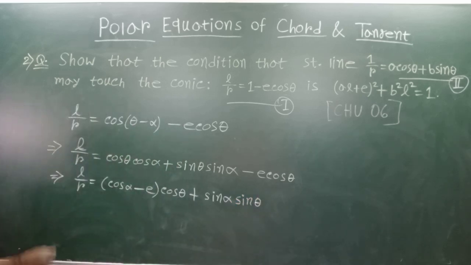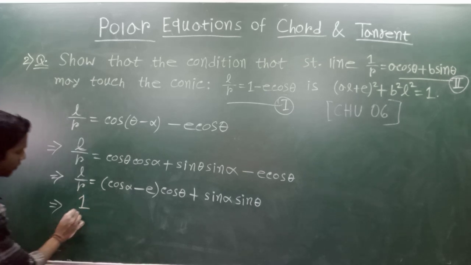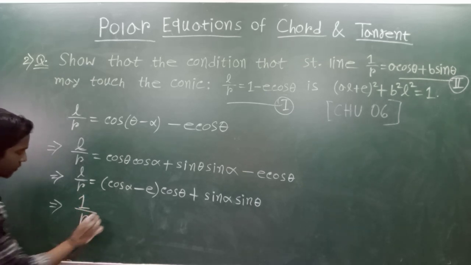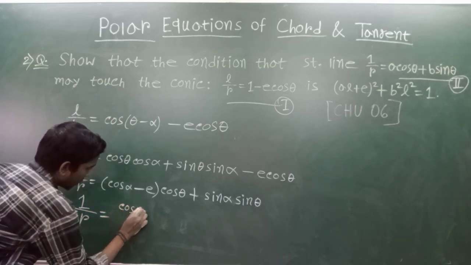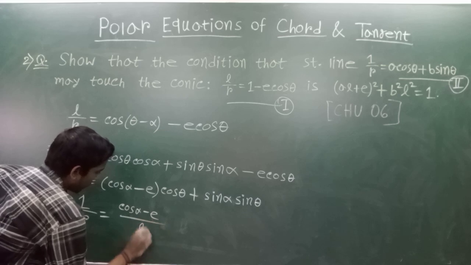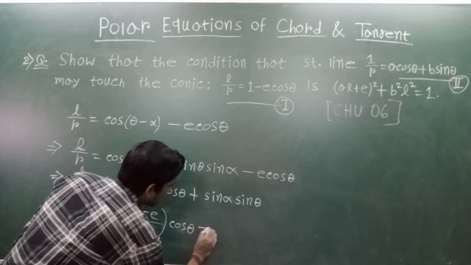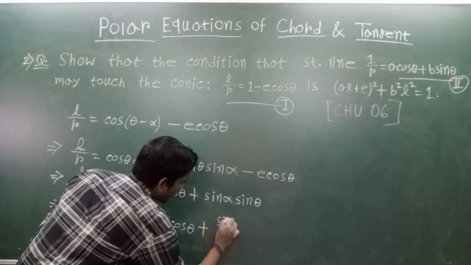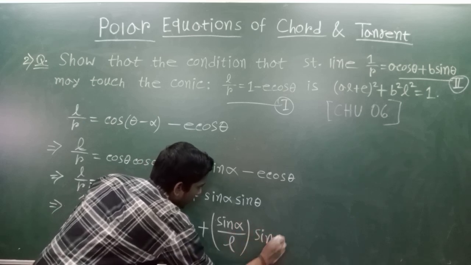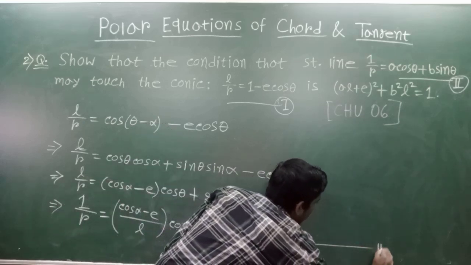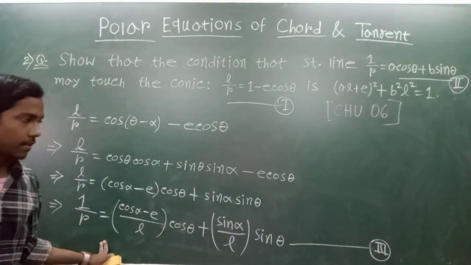Okay. Now divide both sides by L. Since L is not equal to 0, we can divide both sides by L. We get 1 by R is equal to this constant, cos alpha minus E divided by L, into cos theta, plus sin alpha divided by L into sin theta. Say this is our equation number 3. Now this is the general form of the equation of a straight line.